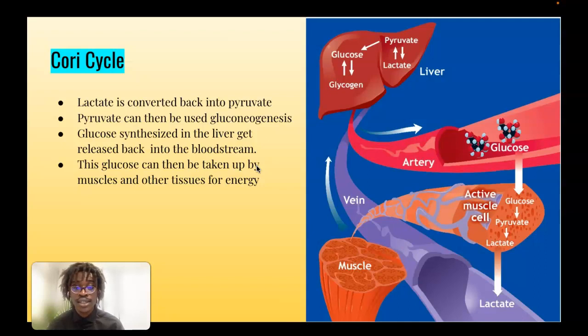Glucose could also get turned into glycogen, the storage form of glucose. And yeah, it's a cyclical pattern of glucose turning into pyruvate, into lactate, back into pyruvate, back into glucose, back out into the muscle.